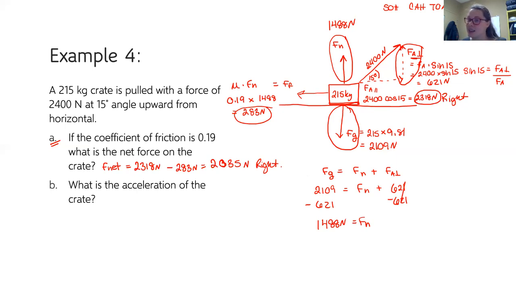So you're kind of isolating things, just like when we did projectiles. We isolate vertical and horizontal. We don't work with them together. If we could work with them together, we wouldn't have to break things into components.